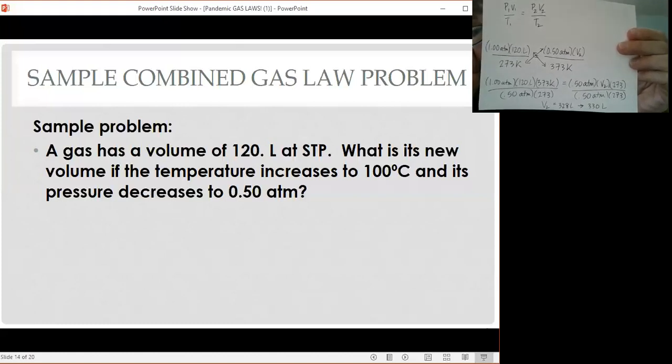So hit pause and take a second and copy this example onto Pandemic Gas Laws number 2 so that you have it as an example. And then come back and we'll talk one last little bit.